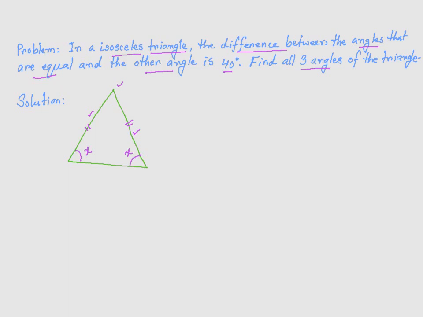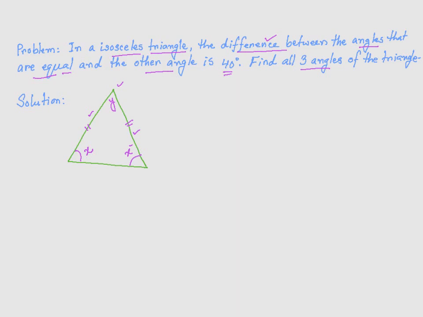Now, from the given information that the difference between the angles that are equal, that means this x and this x, so the difference between x and the other angle, which I will call y, is 40 degrees. So that's the second condition that we will need in order to solve this problem. So let's come up with the two equations that I need.